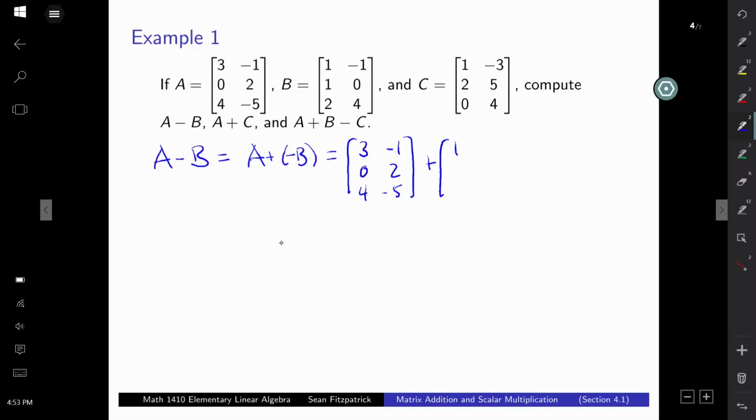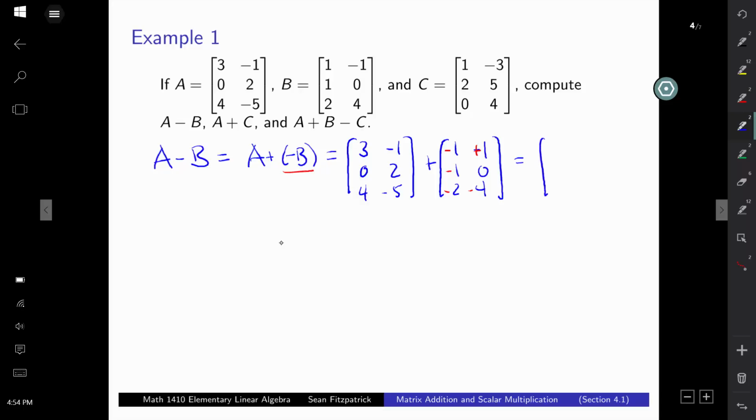So if I want to form minus B, I have to go into the matrix B and swap all of the signs. So I start with 1, minus 1, 1, 0, 2, 4. That's B, but then I switch all the signs. So I get a minus 1. This becomes plus 1, minus 1. Well, minus 0 is still 0. Minus 2, minus 4. So I swap all the signs, and then I add.